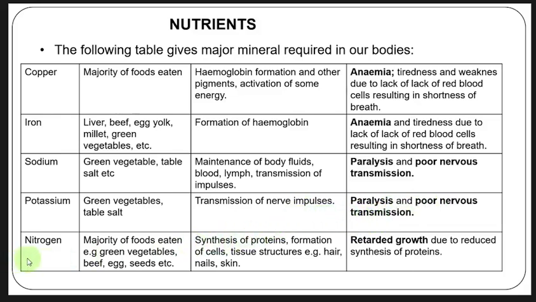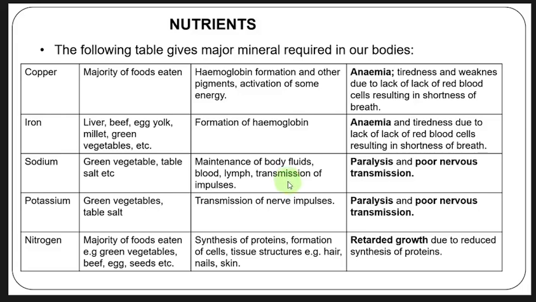All right, so the next mineral required by our body is nitrogen, and its source is the majority of foods eaten, e.g. green vegetables, beef, egg, seeds, etc. And its function is in the synthesis of proteins, formation of cells, tissue structures, etc., hair, nails, etc. And then lack of nitrogen causes retarded growth due to reduced synthesis of proteins. You know, proteins are very vital for growth and also repair of worn out tissues.